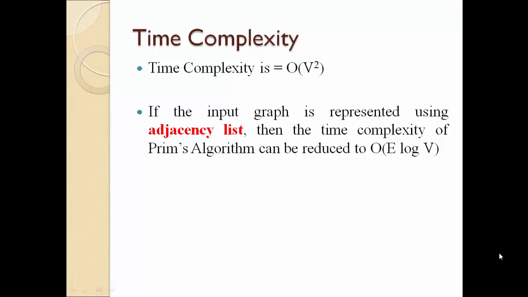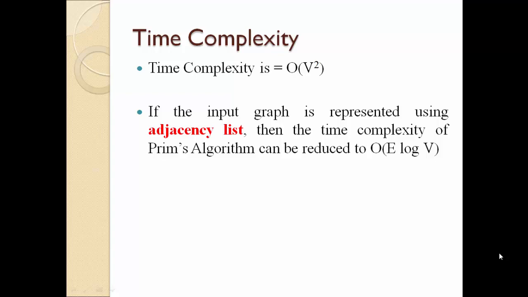To fill this matrix, definitely we will have nested loops. One is the inner loop and the second one is the outer loop, to fill this matrix and to find the minimum cost, the minimum spanning tree of any graph. So definitely the time complexity of our whole algorithm will be order of V square. This V indicates the number of vertices, right?